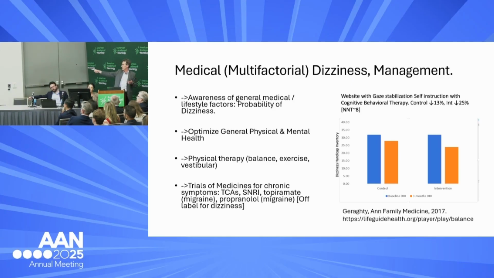The reference at the end is an online guide that was made by the group that did this study in England, and it basically walks patients through gaze stabilization exercises, so it's a good resource. And then, again, trials of medications can be used based on comorbidity, but none of these are FDA approved or really studied well in this sort of circumstance.